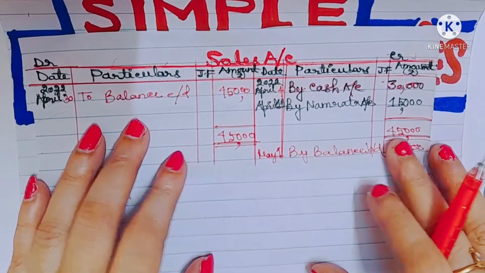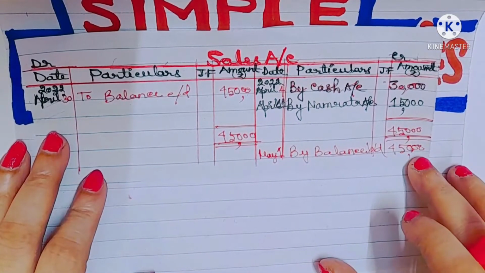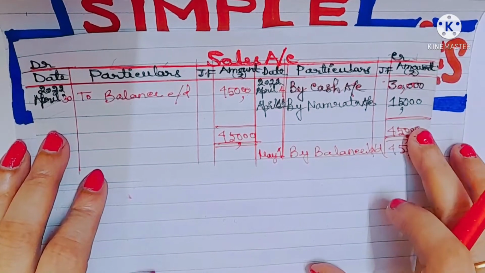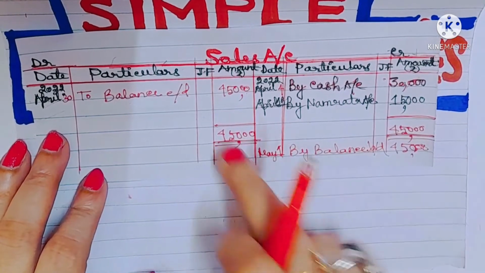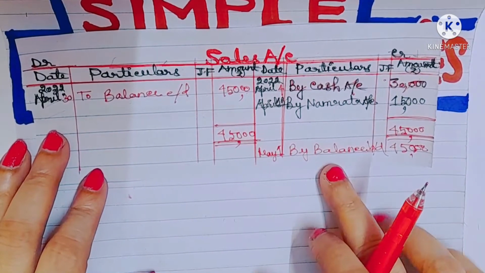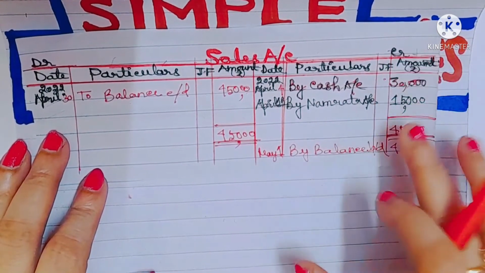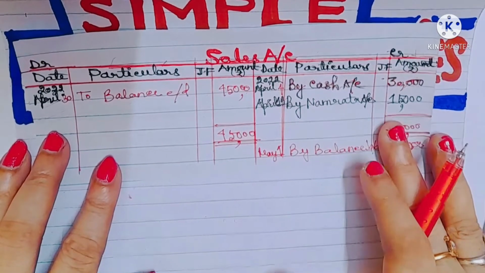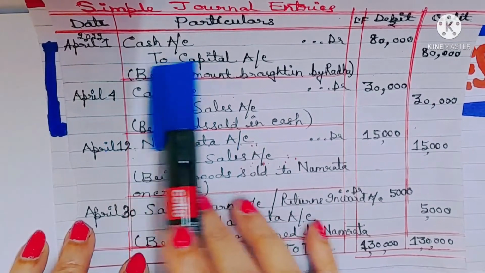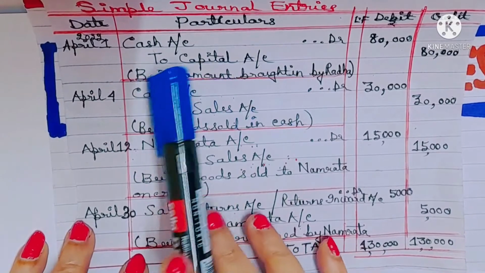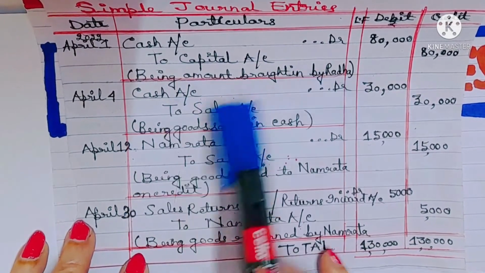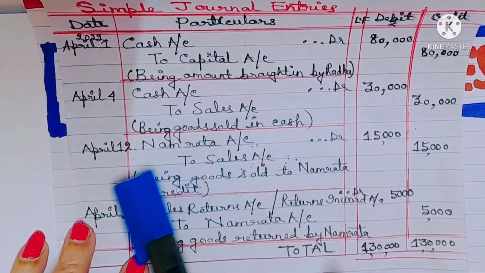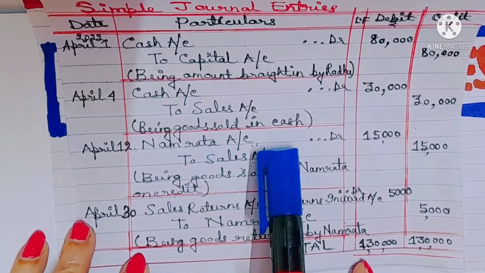Now tell me, is sales account a debit balance or a credit balance? Sales account is a credit balance because credit side's total is greater than debit side's total, and moreover by balance BD is written beneath the credit total. Understood? Now let's do the next account. On 1st April cash account to capital account, we did cash account, capital account done. On 4th April cash account done to sales account done. On 12th April Namrata account to sales account.